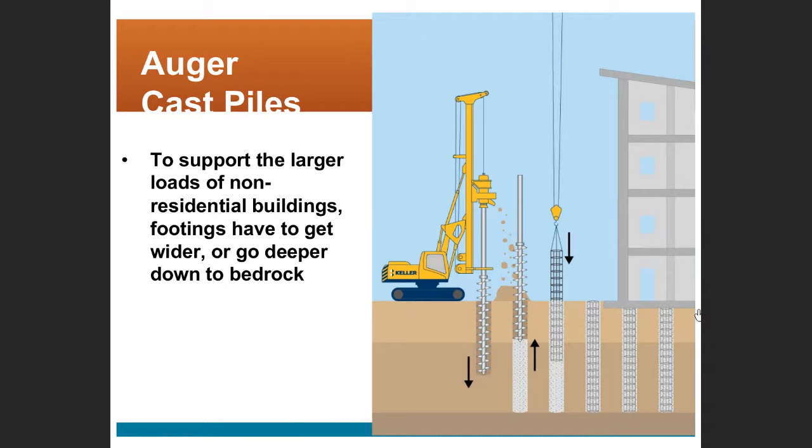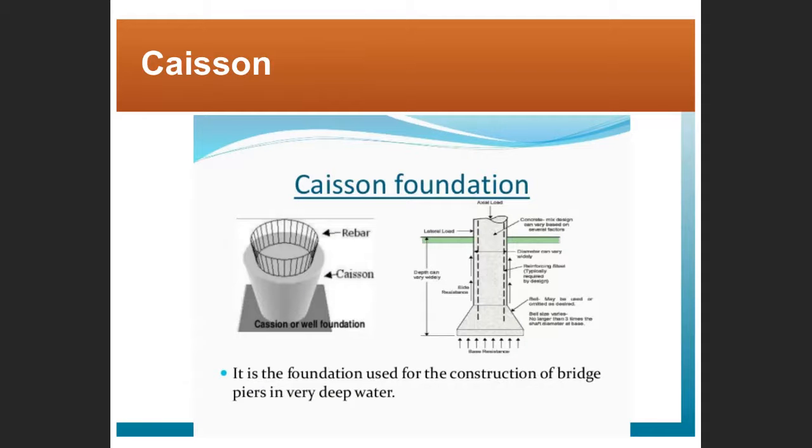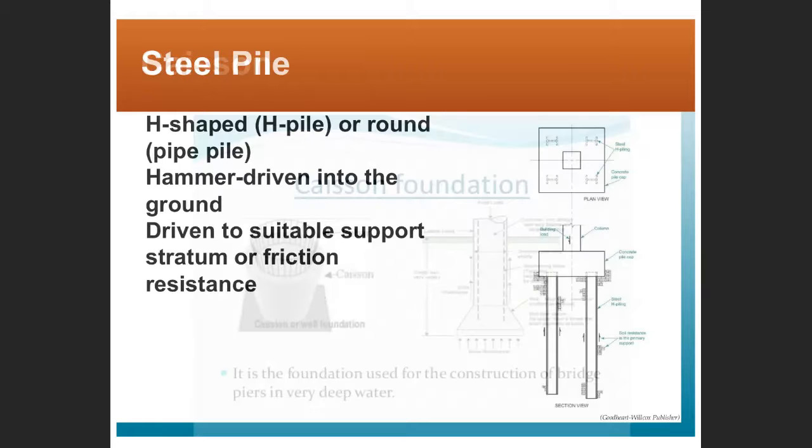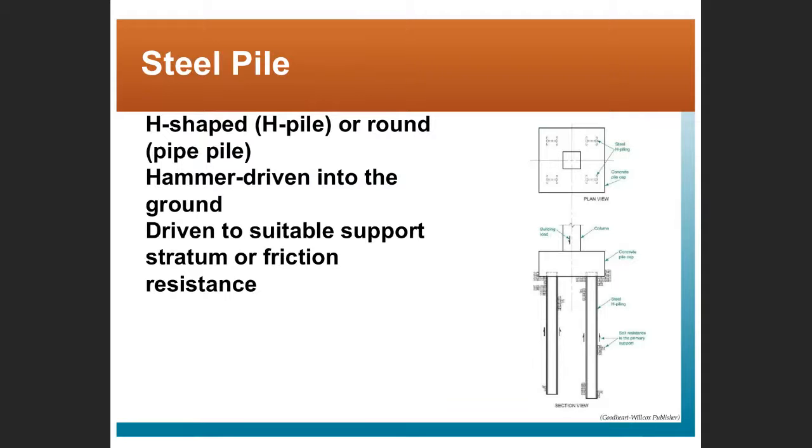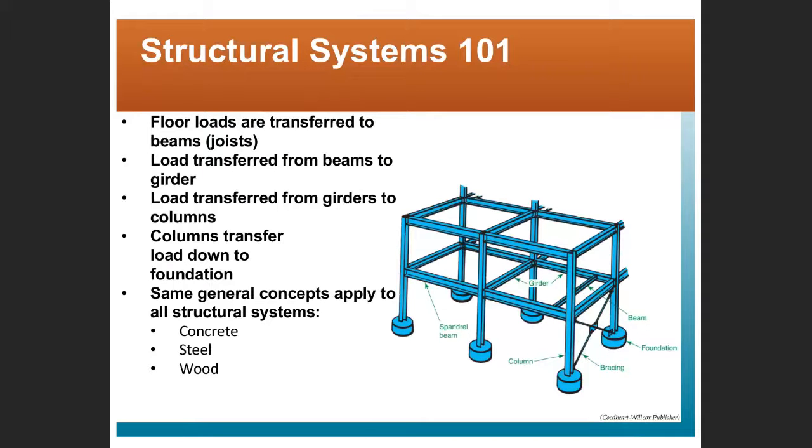So again, if we're going to build a larger structure, a commercial building, we have to go down deeper. We looked at a couple different methods to do that: get down to bedrock with an auger cast pile or a caisson or a steel pile. Those are all ways of getting down to bedrock and carrying those additional loads that have to be carried in a non-residential or commercial building.